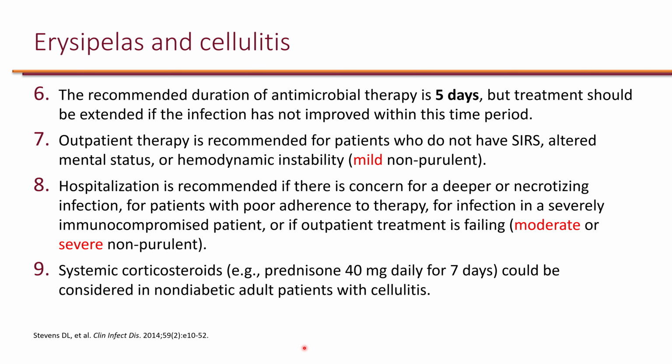One thing I want to emphasize, duration of treatment for cellulitis is 5 days. So 5 days, unless the patient is not improving, but if everything is going according to the plan, 5 days is sufficient. And lastly, the guidelines say systemic corticosteroids, for example prednisone 40 mg daily for 7 days, could be considered in non-diabetic adult patients, and that is essentially to control the inflammation in the site of infection.